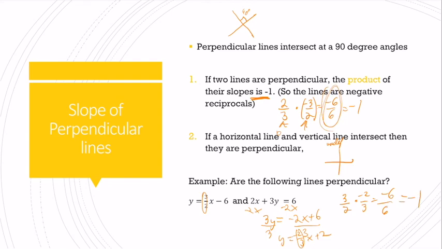Which gives us a slope of negative 1. So yes, these lines are perpendicular.